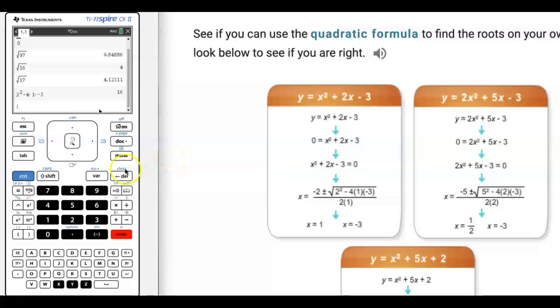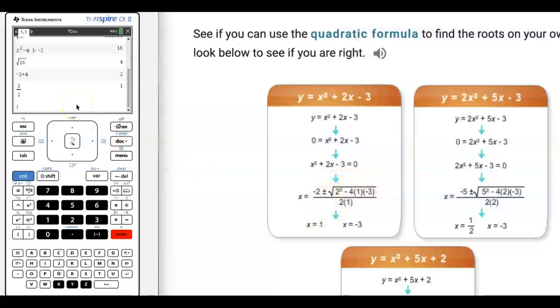Okay, that gives me 16. If I do the square root of 16, that gives me 4, right? So what this really looked like was -2 plus 4, divided by 2. That's how I got my first answer here. I did -2 plus my discriminant divided by 2. And then I have to do the other version of that.